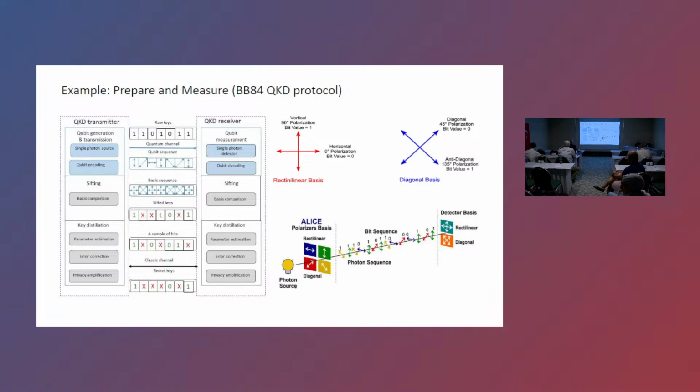And then there's the key distillation phase, where the channel parameter is estimated, error correction is done, and privacy amplification. The four post-processing stages are implemented. So eventually, out of a long string of raw keys, Alice and Bob now have, as a result of this protocol, a shared secure key. This is how the BB84 protocol would work.